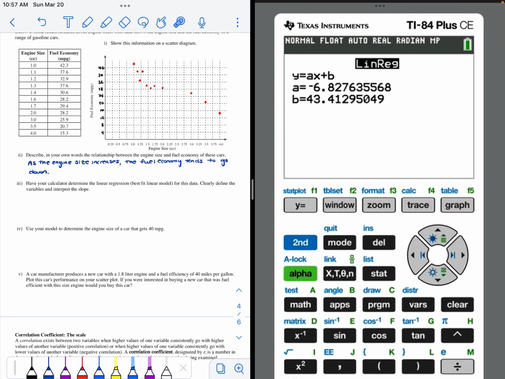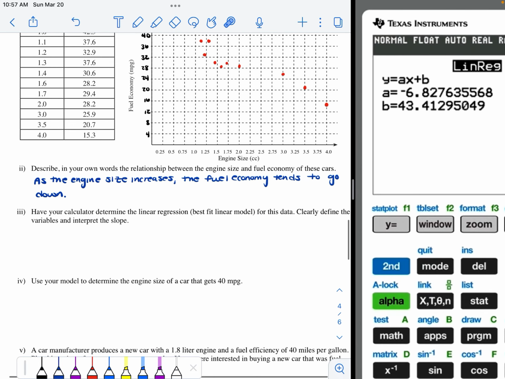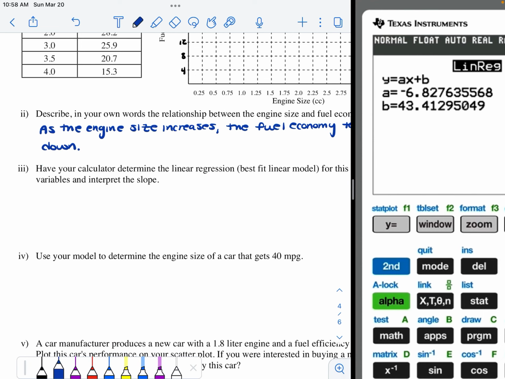When we're using that LinReg, y equals ax plus b, the a in this case is the slope of the line, and the b is the y-intercept. So let's jot this equation down on our paper. I'll go out to 4 decimal places. So we'd have y is equal to negative 6.8276x plus 43.4130.